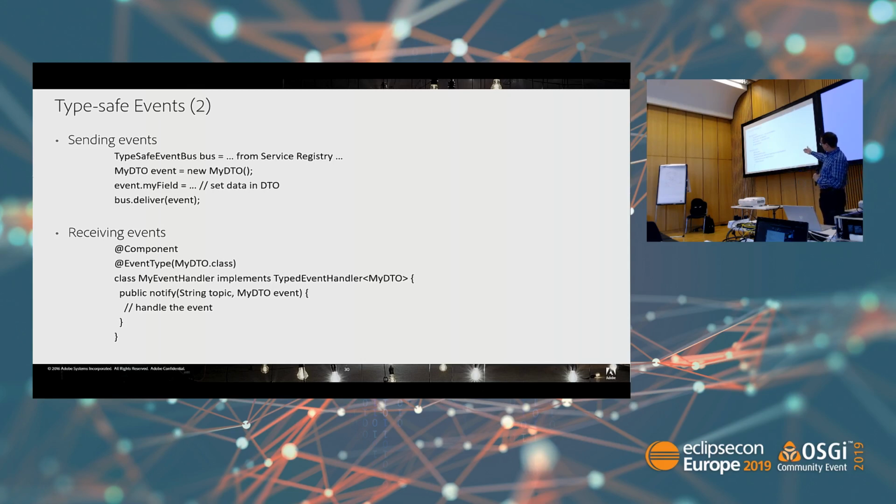You specify a component, you specify the event type. Now that event type annotation, similar to in CDI, will set service property on the service registration. So this component here becomes a service in the service registry, registered under this interface here. It's basically a typed interface, so it has a generic type that allows you to consume your own DTO type directly. So it's just as simple as this: register the typed event handler with your type, and then your notify callback will be called with the Typesafe event bus when your events are appearing.